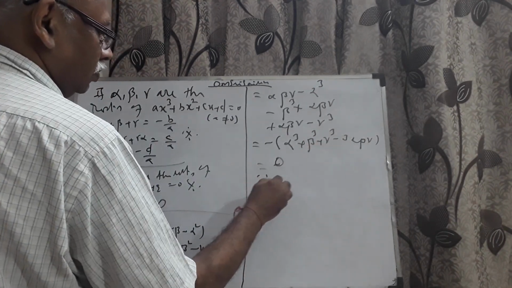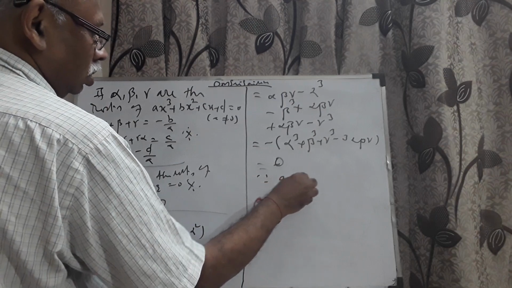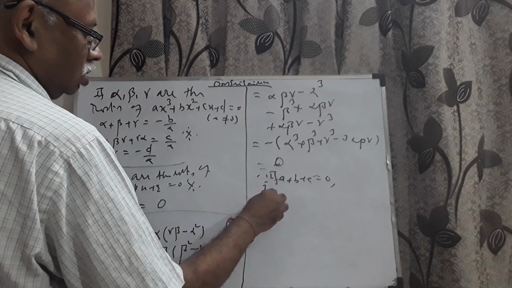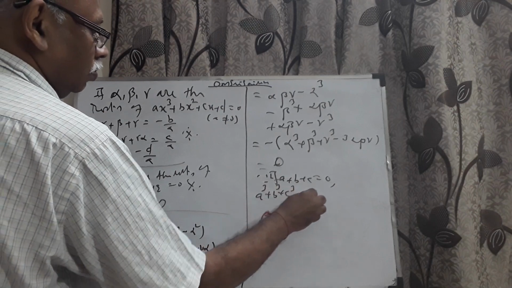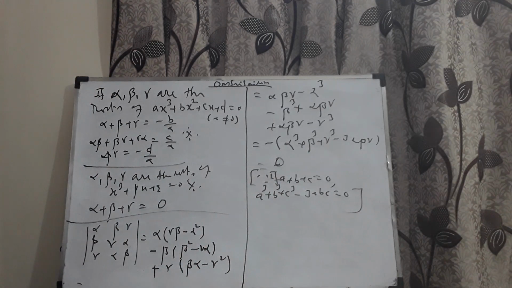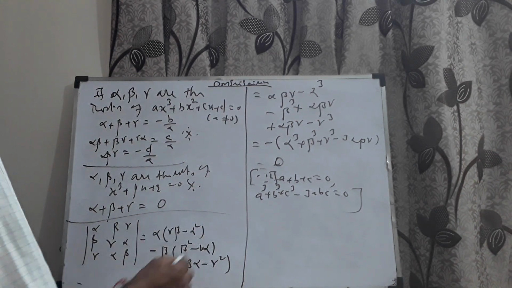to 0, since there is a rule: if a plus b plus c is equal to 0, a cube plus b cube plus c cube minus 3abc will be equal to 0. This is the rule. Or a cube plus b cube plus c cube is equal to 3abc. Either way, you might have learnt in 8th or 9th standard. Therefore, the whole expression will become 0.